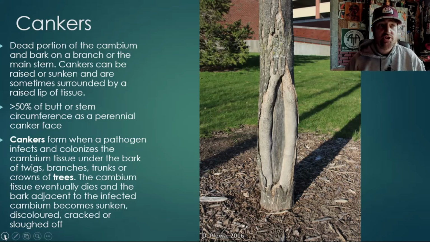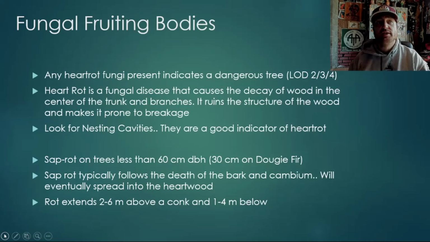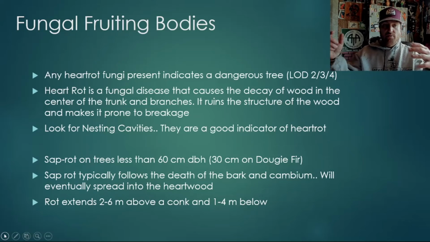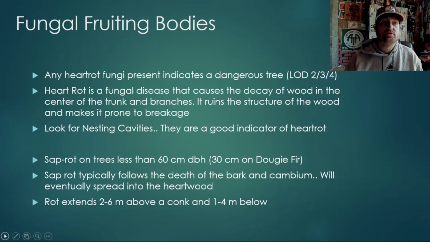The cambium tissue eventually dies and the bark adjacent to the infected cambium becomes sunken, discolored, cracked, and sloughed off. Heart rot fungus present indicates a dangerous tree, and that fungus can be right in the middle. You find this especially with cedar trees. You cut into them and most of the tree is the outside and the rest is rotten in the middle. Heart rot is a fungal disease that causes the decay of wood in the center of the trunk and branches. It ruins the structure of the wood and makes it prone to breaking.